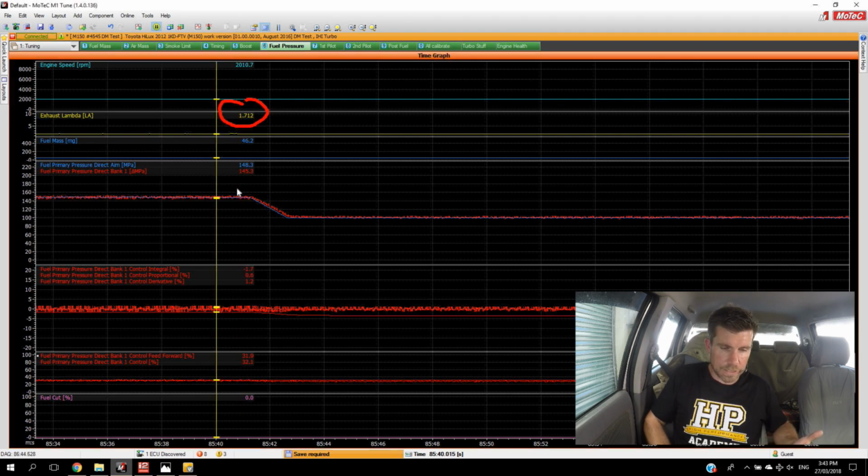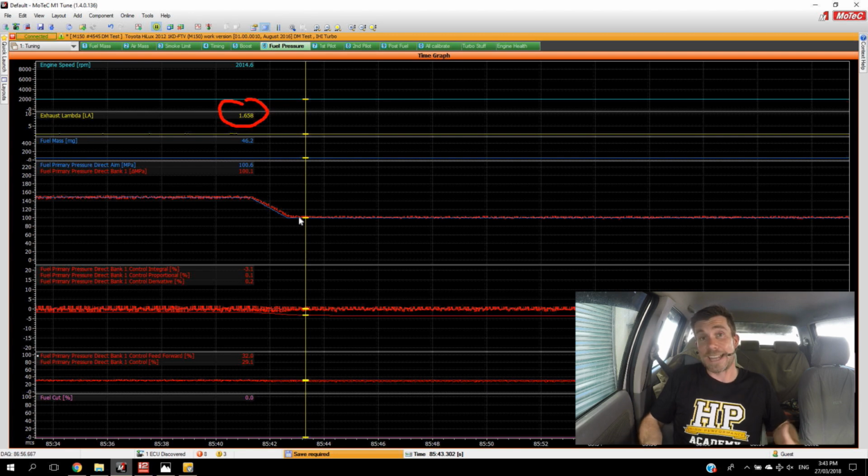Obviously, our exhaust lambda is always moving around slightly. After making that change, our exhaust lambda has dropped very marginally, but we're sitting at about 1.66. So for all intents and purposes, our exhaust lambda has maintained at exactly the same value. And the important point of this demonstration here is that it shows the fuel mass being delivered to the engine has not changed.